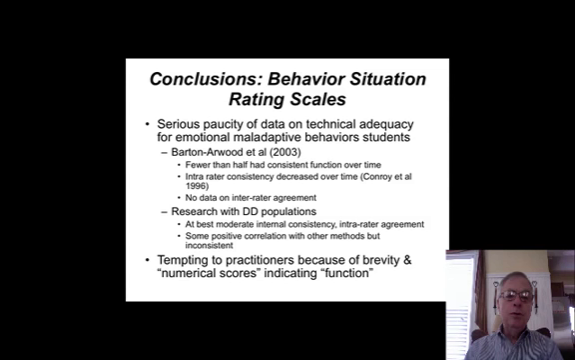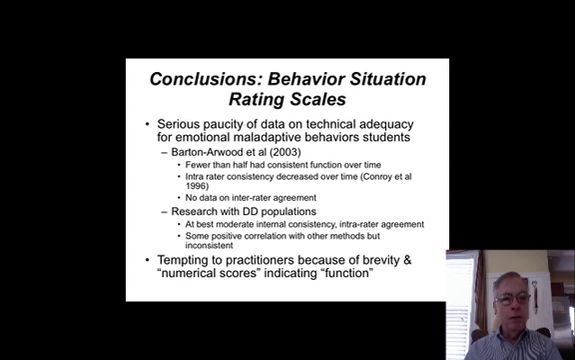The conclusions, as far as I'm concerned, are about these behavior situation rating scales. First, there's a serious lack of data on technical adequacy for emotionally maladaptive students. There's a couple of studies, but almost everything has been done with children and adults with developmental disabilities. It's tempting to practitioners because of the brevity and the numerical score indicating a function of the behavior, but to actually develop a treatment intervention from it may place the individual at some level of risk.